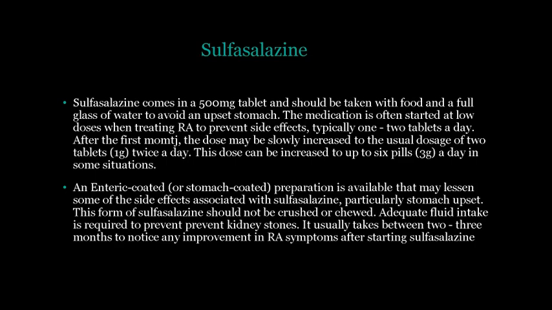avoid an upset stomach. It's started at low doses when treating rheumatoid or inflammatory arthritis to prevent side effects, typically 1 to 2 tablets a day. After the first month, the dose may be slowly increased up to the usual dose of 2 tablets, 1 gram, twice a day. At times, it can be increased to 6 tablets a day. An enteric-coated preparation is available, but that should not be crushed or chewed. An adequate fluid intake is required to prevent kidney stones. It may take 2 to 3 months before notable improvement is noted.